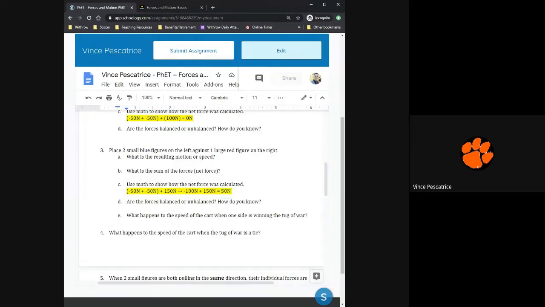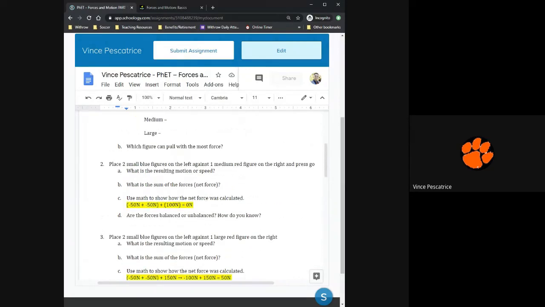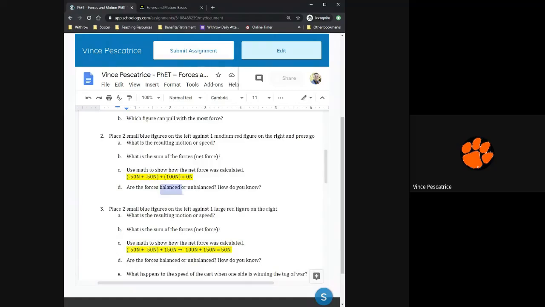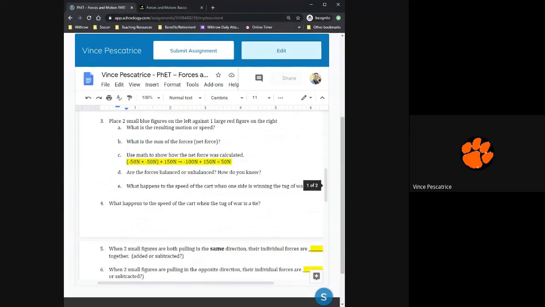So, like we talked about in the last one, if you have balanced forces, it is equal to 0. We had no motion. But in this one, we have motion. So this one can't be balanced. This one is unbalanced. And you know because there's motion. Or you could say that there was a net force. Any one of those would work.